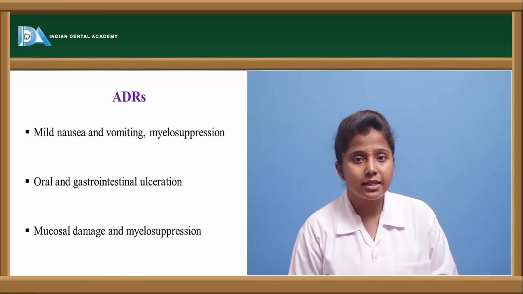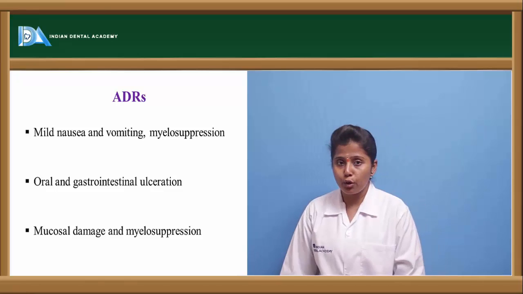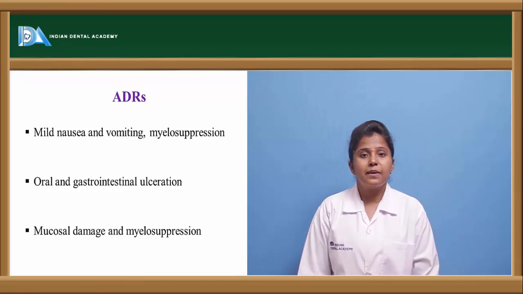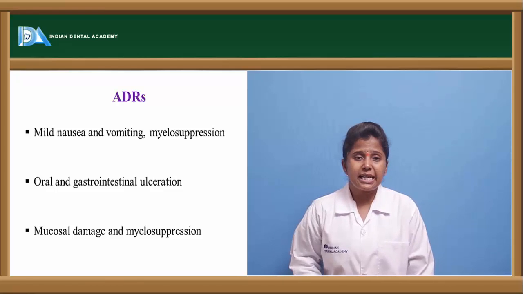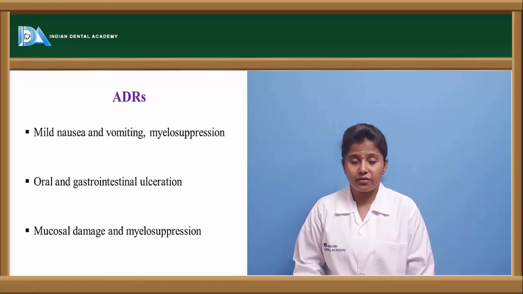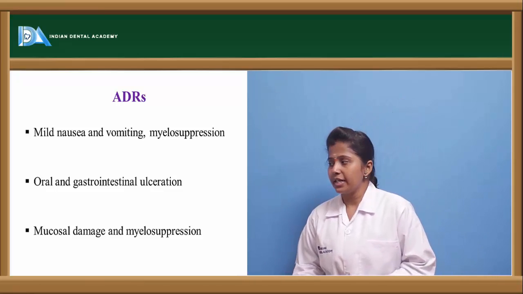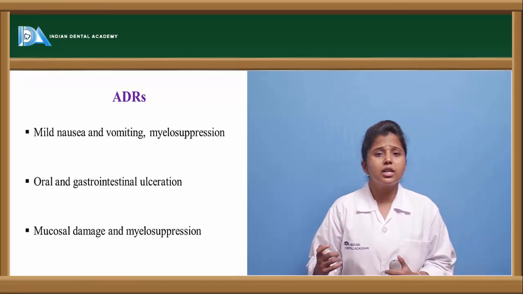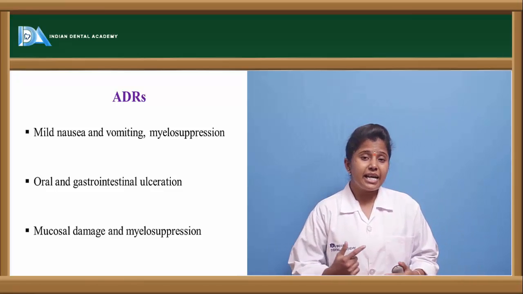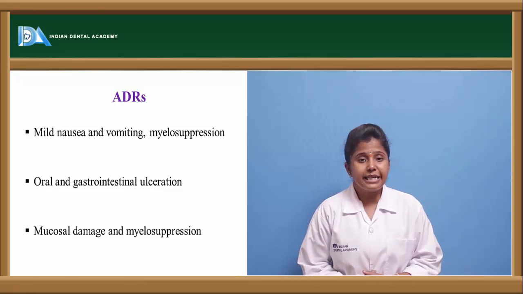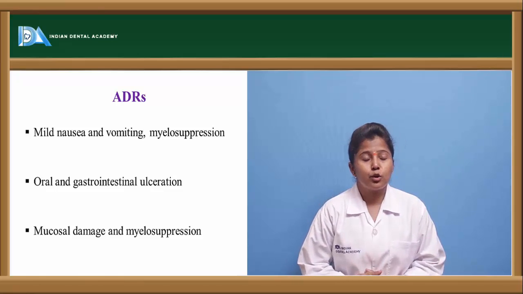If these drugs are given in overdoses, they cause a nauseating sensation and sometimes it may lead to vomiting also. There will be myelosuppression. All these anti-cancer drugs have the side effect of myelosuppression. They will cause oral and gastrointestinal ulceration. These drugs aid in the excessive secretion of HCl in the body, and if excessive HCl is secreted, it may lead to ulcers in the abdominal cavity.